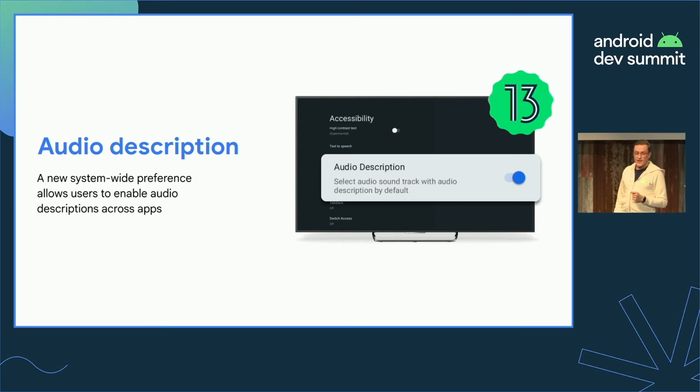Audio descriptions are dedicated audio tracks for the visually impaired that describe important bits of what's happening on the screen. A new system-wide accessibility preference in Android 13 allows users to enable audio descriptions across apps. And your app can query this new API in Accessibility Manager to comply with the user's preference for enabling this feature.